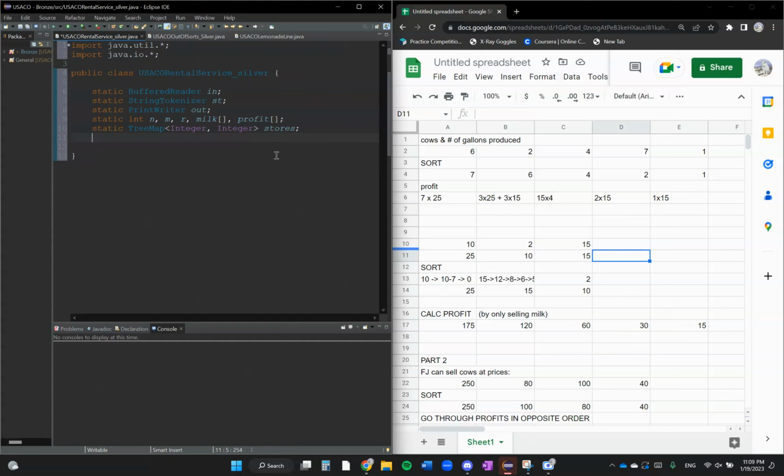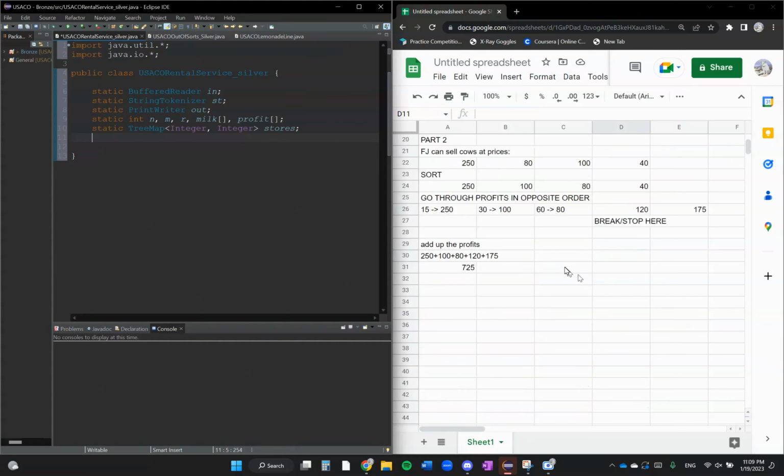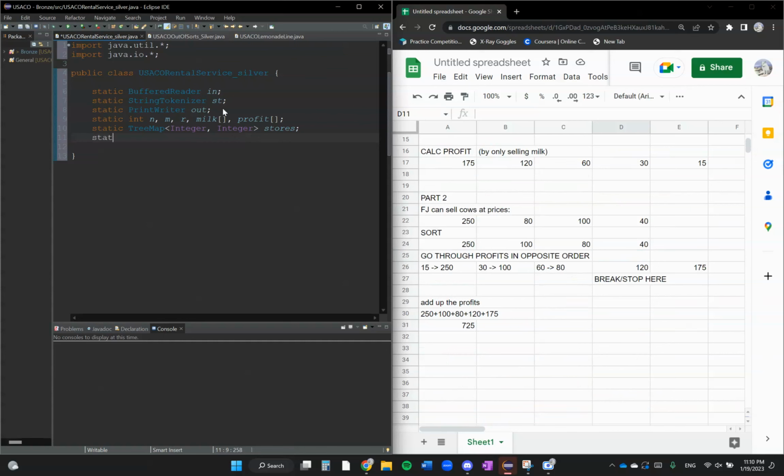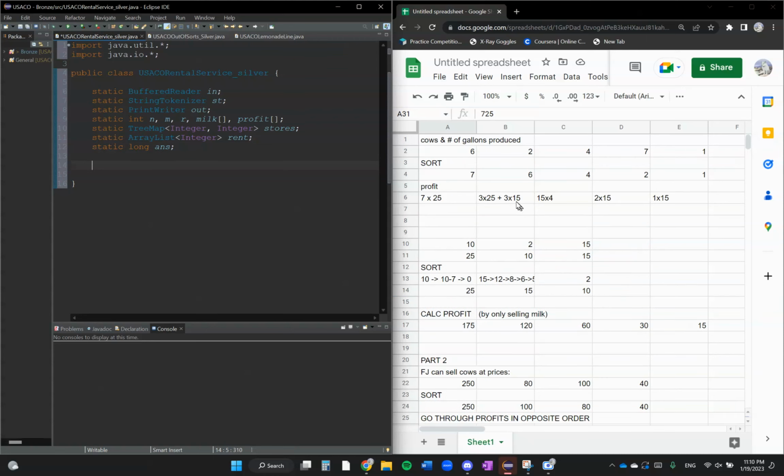And for rent, for the neighbors that Farmer John is going to rent to, let's call it a static ArrayList. ArrayLists are pretty easy to use. And then finally, at the very end, we need the sum. And just in case, I'm going to use a long for the answer. And yeah, that should probably be it. If there's more, I'll just add more.